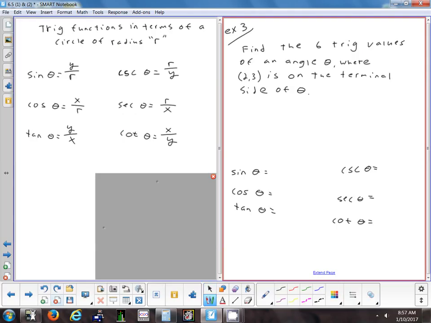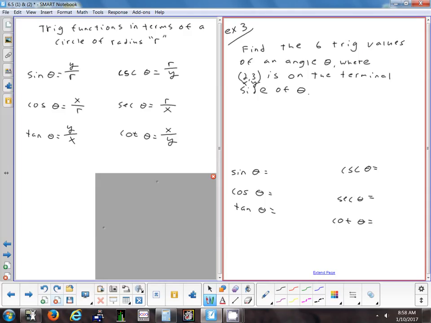Okay, so 2 is which letter in these formulas? 2 is the x. It's kind of like the adjacent side. And y is the, or I'm sorry, 3 is y. It's like the opposite. Now, what letter am I missing? I'm missing r. I'm missing the hypotenuse.